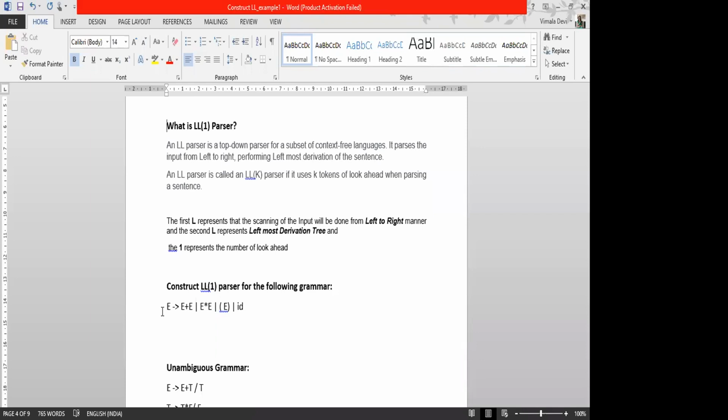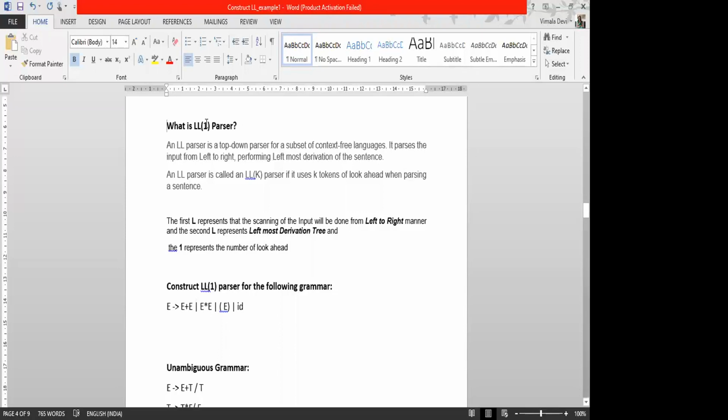Now we try to understand the meaning of the name LL. First L stands for left to right scanning. Already we have discussed this. Left to right scanning means the program kept in the input buffer is read by the compiler from left to right, character by character. That is why it is a left to right scan. And the second L stands for leftmost derivation, because it is a top-down parser, right? Already I said it is deriving the string using leftmost derivation. So the second L stands for leftmost derivation.